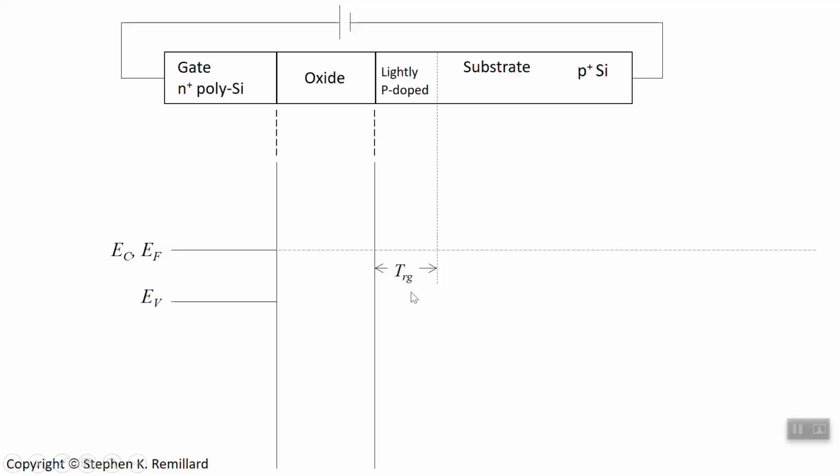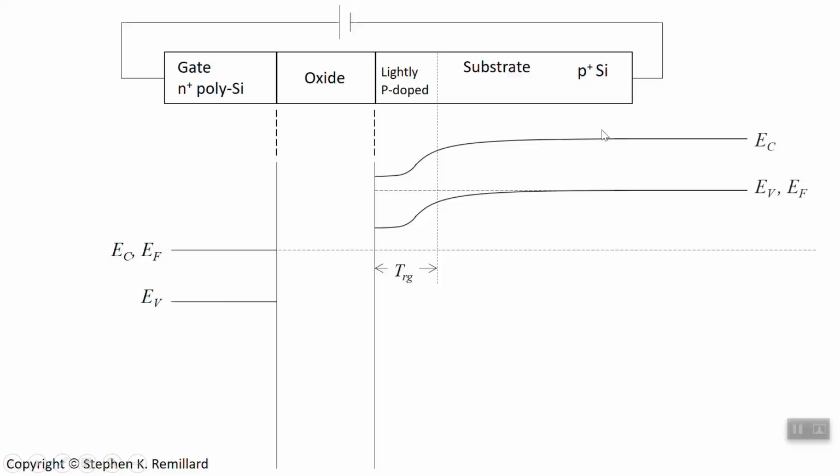This is the thickness of the retrograde region, and it's heavily doped deeper in the substrate. We can look at the band diagram that results, where you have to have some severe band bending downward when you get into this lightly doped region, because it's not nearly as p-type anymore.